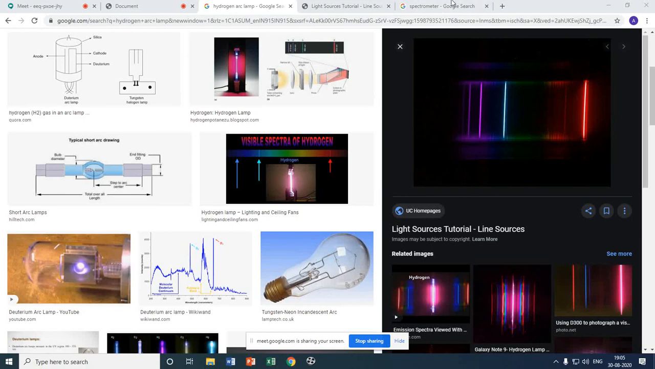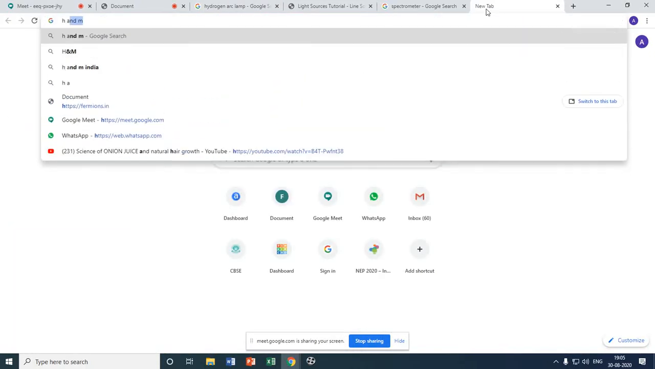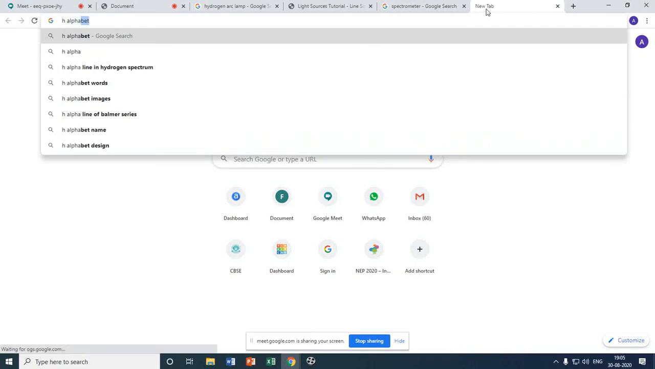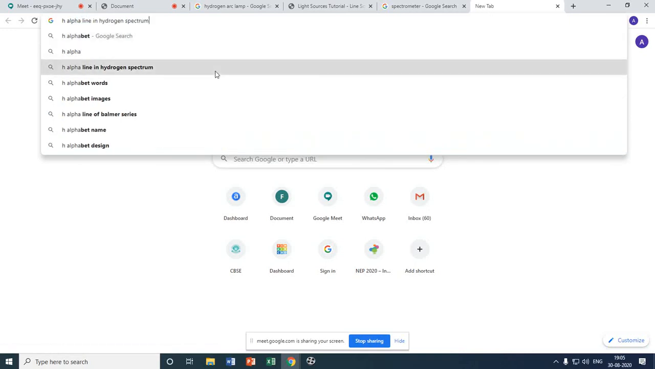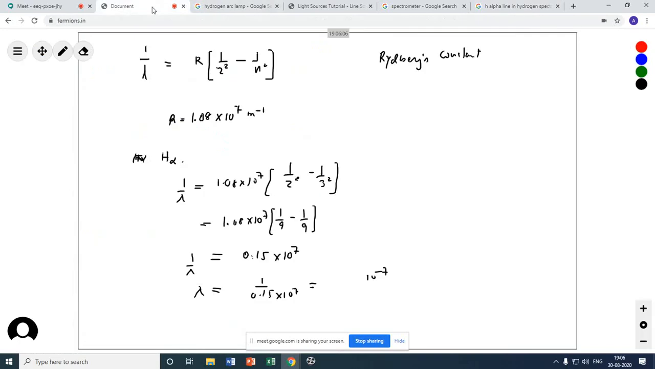Is all this clear? The H alpha line in the hydrogen spectrum is just 656 nanometer. If you solve this, mine is coming to 666, but it is actually 656 into 10 to the power minus 9 meter, that is 656 nanometer. I leave this for you to find.